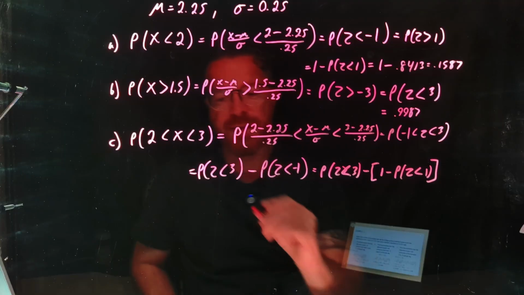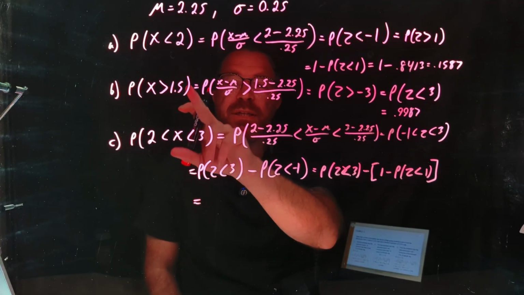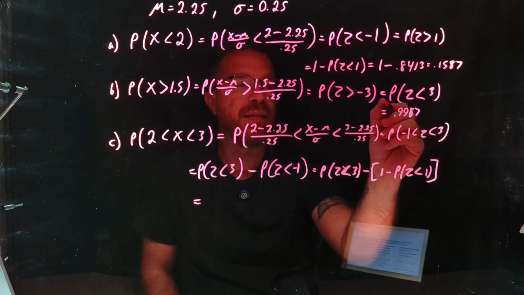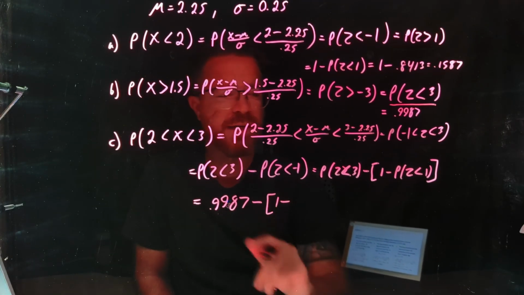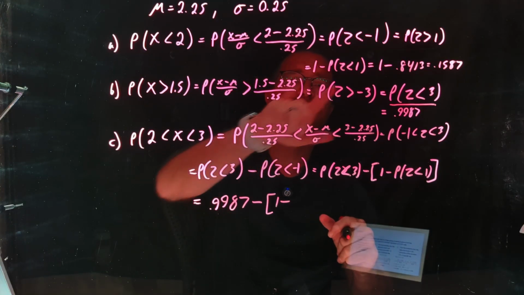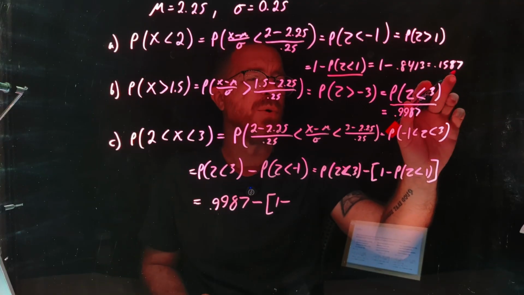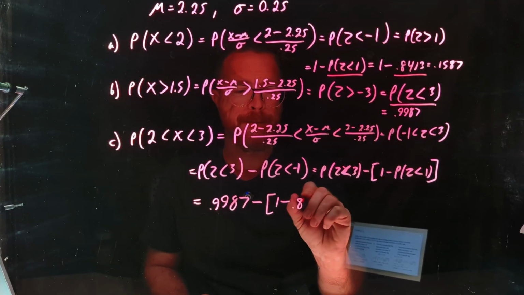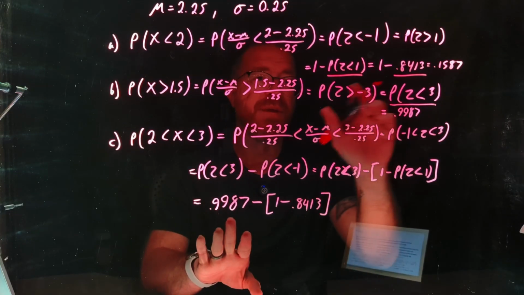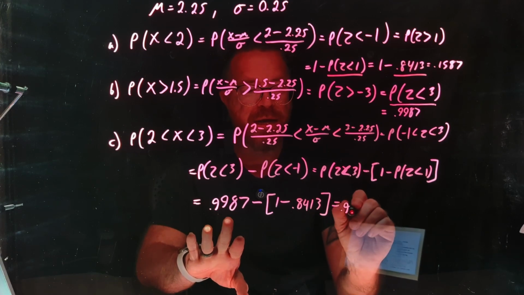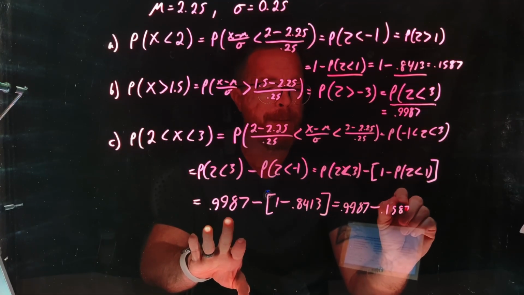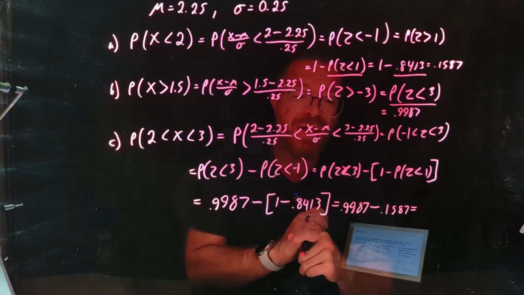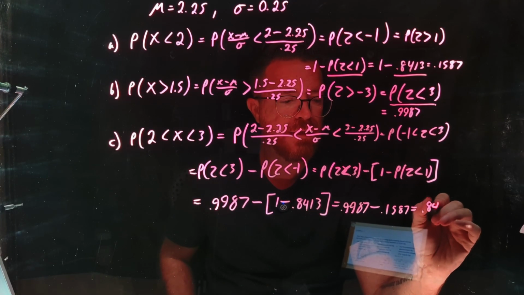So first thing we'll do, probability z is less than 3. I don't even need to look this up in my table because we literally just did this in this problem right here. We have the probability z is less than 3, which gave us 0.9987. Minus, and then we have 1 minus the probability z is less than 1. Well, guess what? We have that also. We had that from the first problem. This was equal to 0.8413, which, again, we also have in the original problem. So this is 0.9987 minus, well, 1 minus 0.8413 is 0.1587. So 0.9987 minus 0.1587 is going to give us 0.84.